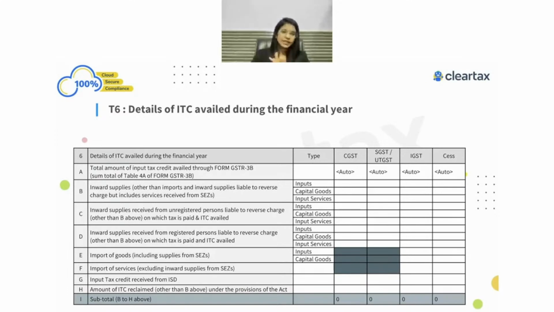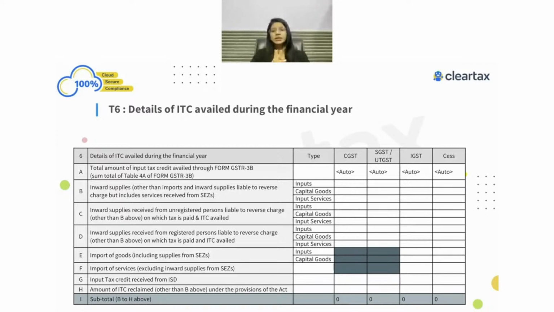Because what we said in the starting is that this is just a sum of 4A1, 2, 3, 4, 5. That is the value which I'm going to show over here, right? In 6A, it's just a sum of those values, which means the reversal which I have done in 4B of GSTR-3B will not form part of 6A. So ultimately 150 rupees is coming over here, even after I have done the reversal.